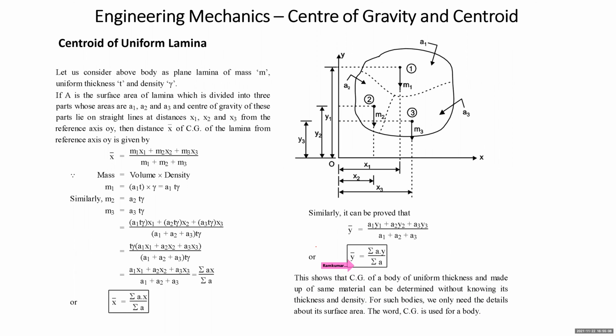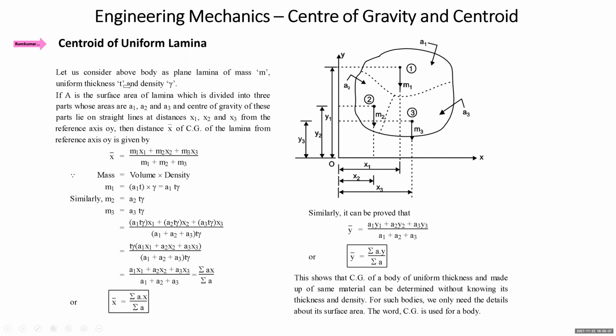Now, same body. I've taken it again. This time I'm assuming that this body of mass m is made up of a single material having density gamma. I'm also assuming that it is of uniform thickness T, so that this body can be called a lamina. What is a lamina? A body of uniform thickness is called a lamina.